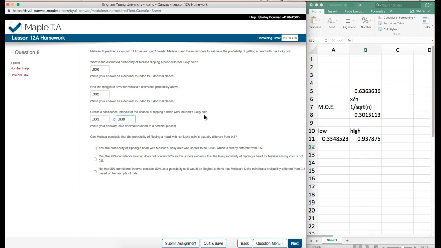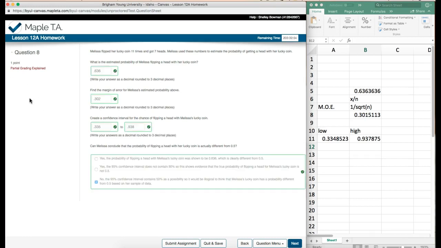All right, next, can Melissa conclude that the probability of flipping a head with her lucky coin is actually different from 0.5? So flipping a coin repeatedly should give a probability of about half and half, or 50-50. So can we conclude that her lucky coin really is lucky? Considering that 0.5 does fall within this confidence interval, so they overlap, I'm not going to say that it's really that different from 0.5. So I'm going to say no. It would be illogical to think that her lucky coin is actually lucky and different from 0.5 based on her sample of data. And we get our green check marks to verify and move to the next one.